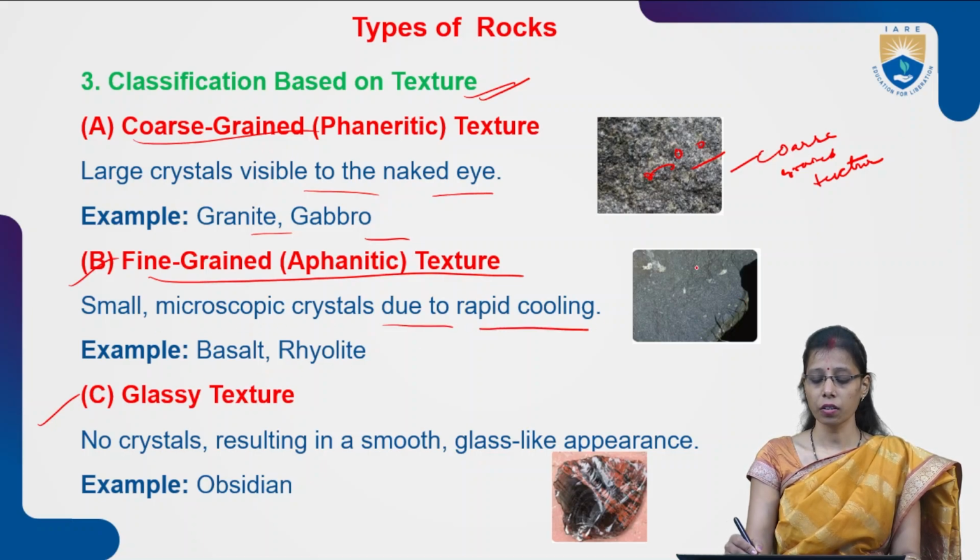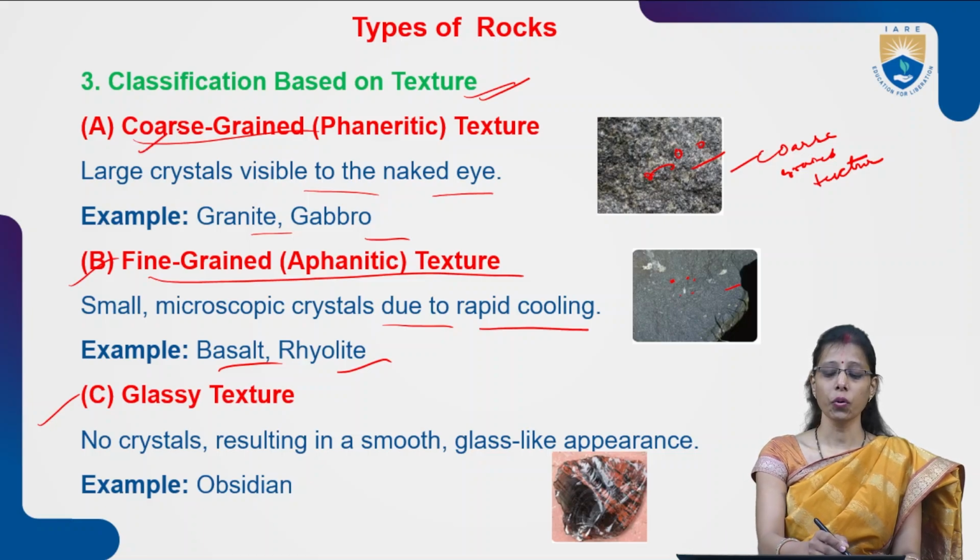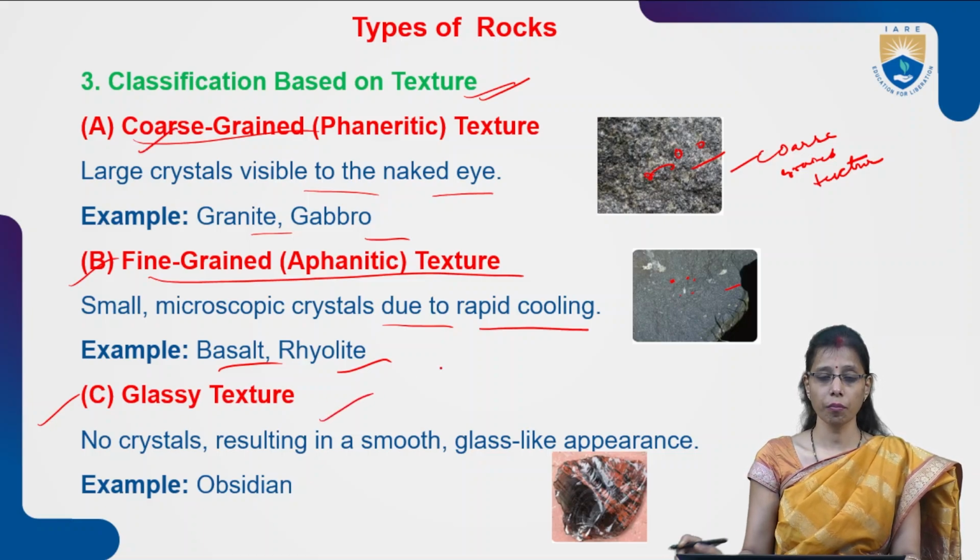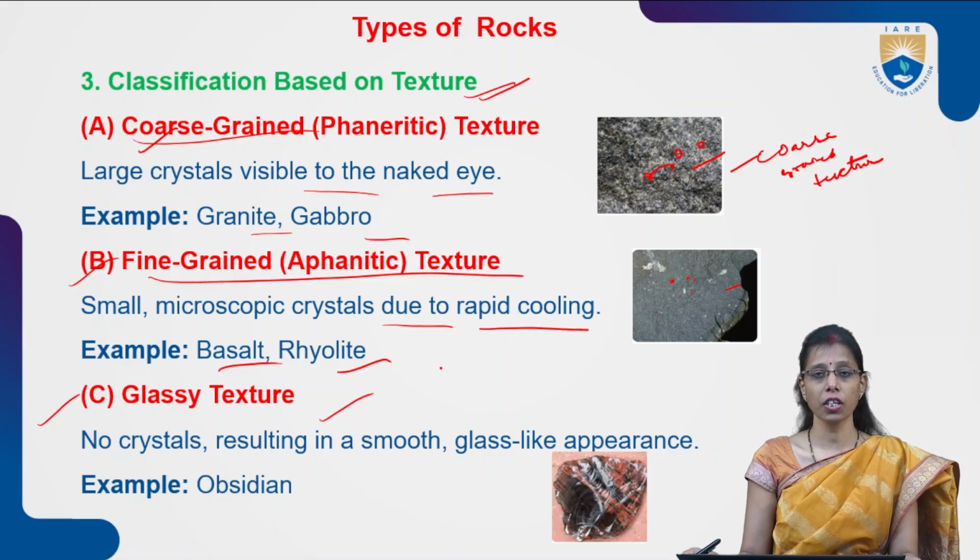Fine grain texture has small microscopic crystals due to rapid cooling. So we can find the small fine grain. You can see very fine grain crystals, and this is formed based on rapid cooling. Basalt and rhyolite are examples for the fine grain texture, and granite and gabbro are examples for the coarse grain texture.